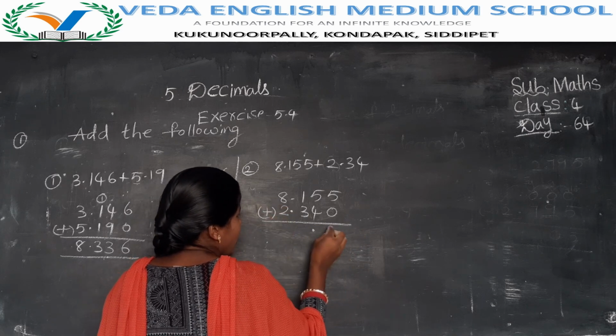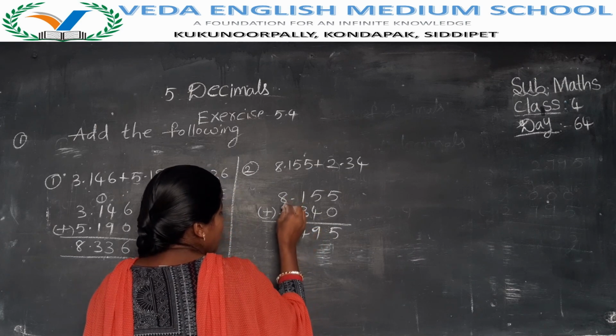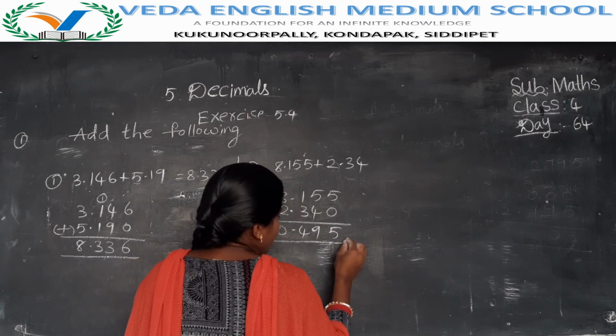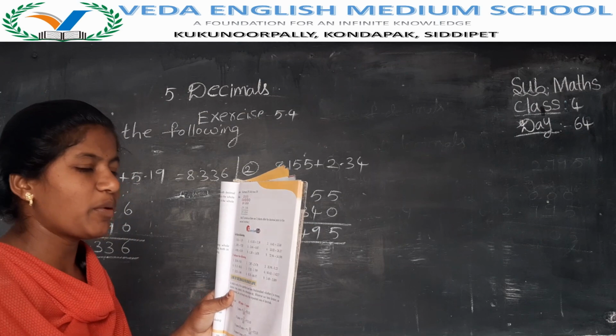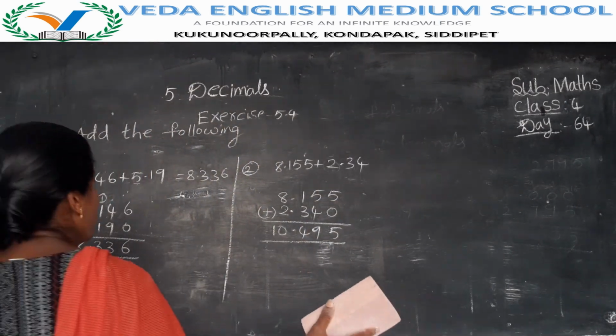5 plus 0 is 5. 5 plus 4 is 9. 1 plus 3 is 4. Then 8 plus 2 is 10. So 10.495. In A bit, 9 problems are there. Out of 9, I have explained 2. The remaining 7 problems are your homework.